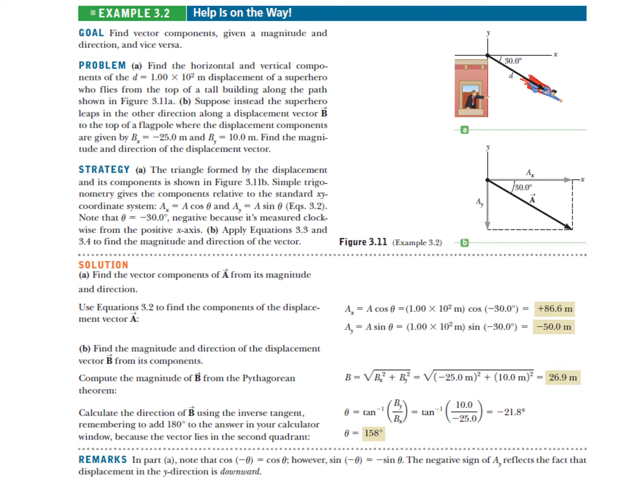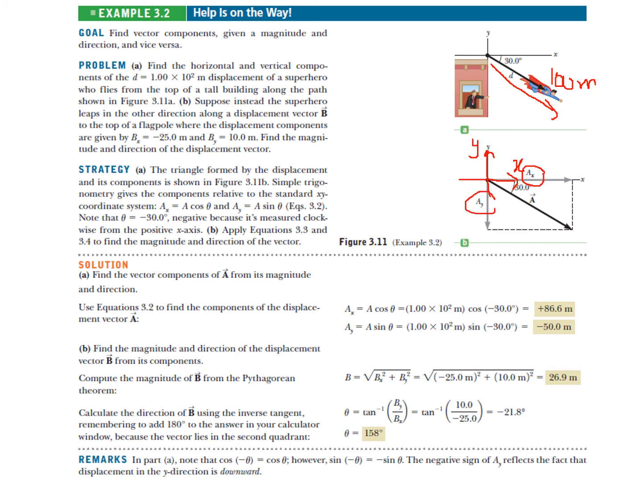We should first determine what we are given: a 100-meter displacement of a superhero who flies. The 100-meter displacement is considered a vector, flying from the top of a tall building along the path shown here. So that is the magnitude of the vector. Let's name it vector A, with magnitude 100, and the theta is 30 degrees below the positive x-axis. Remember, we still apply the axes over here: the horizontal is the x-axis and the vertical is the y-axis. So we should find what Ax is and what Ay is.